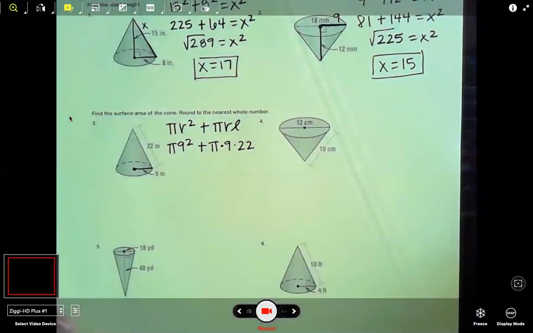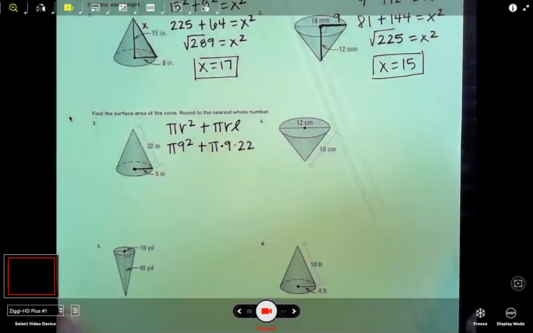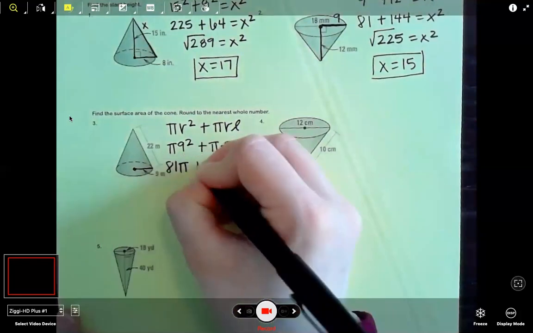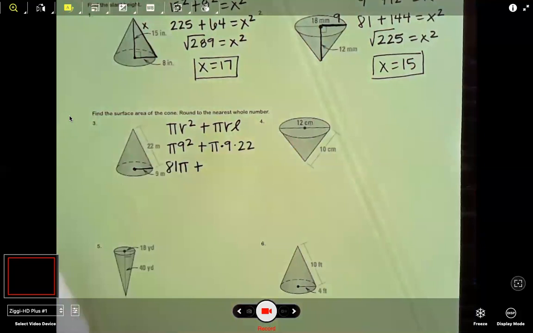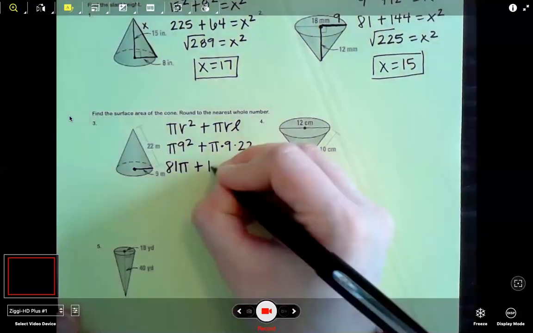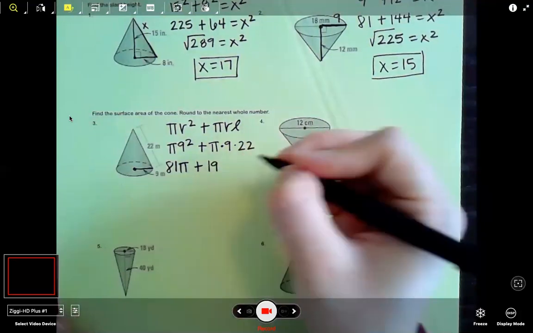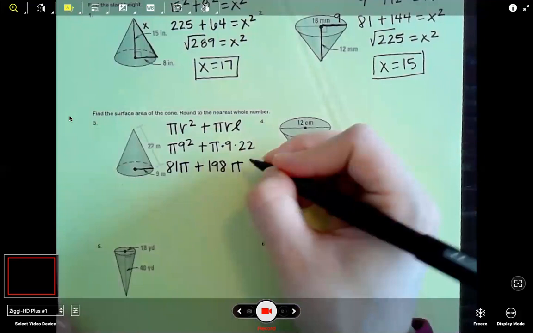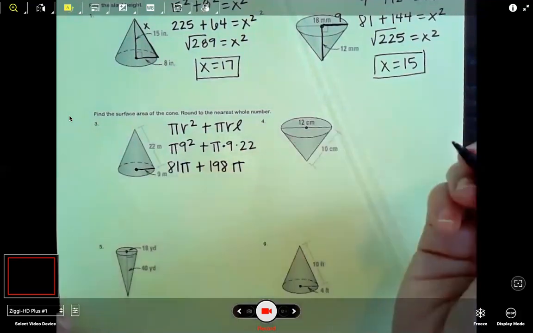Okay, now we just simplify. What's 9 squared? 81. Good job. Now we're gonna get a big number, but that's okay. We gotta take 9 times 22. Oh, 198. We should get 198. Oh, okay, wait, sorry, I was ahead. No, that's okay.